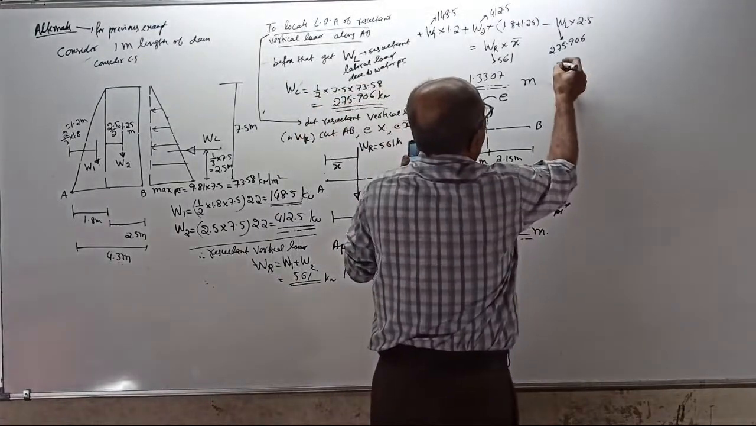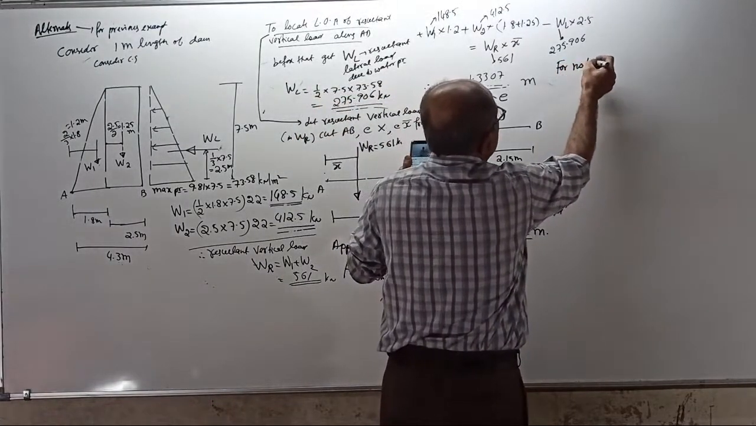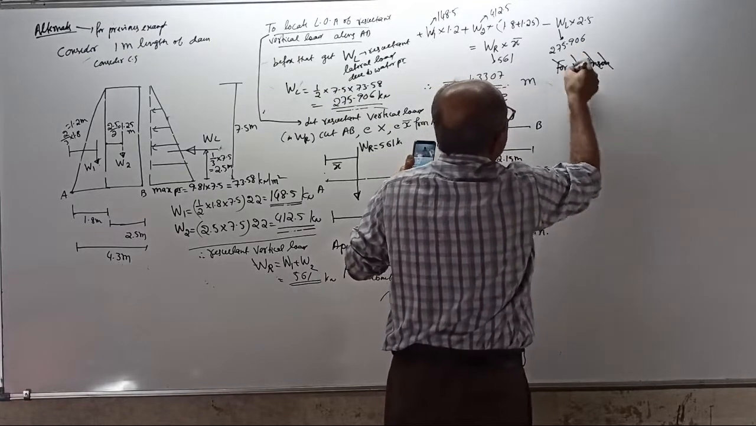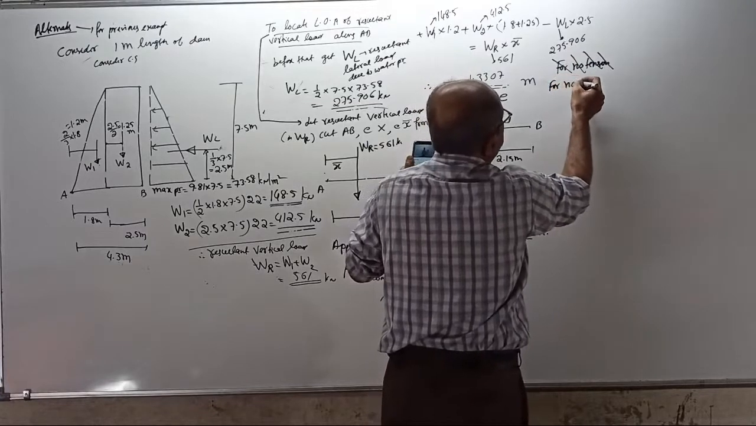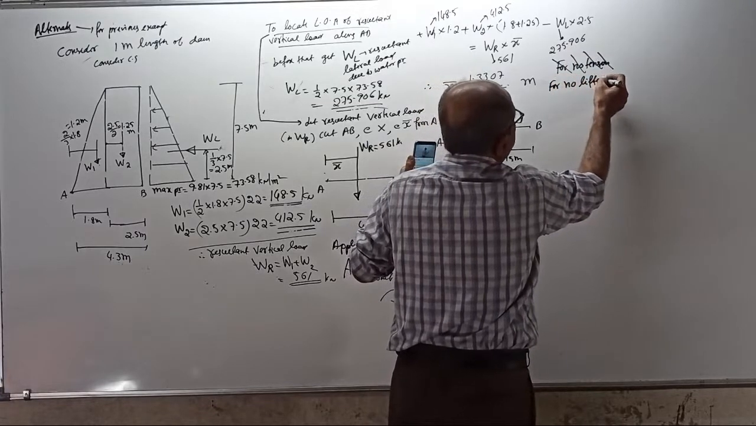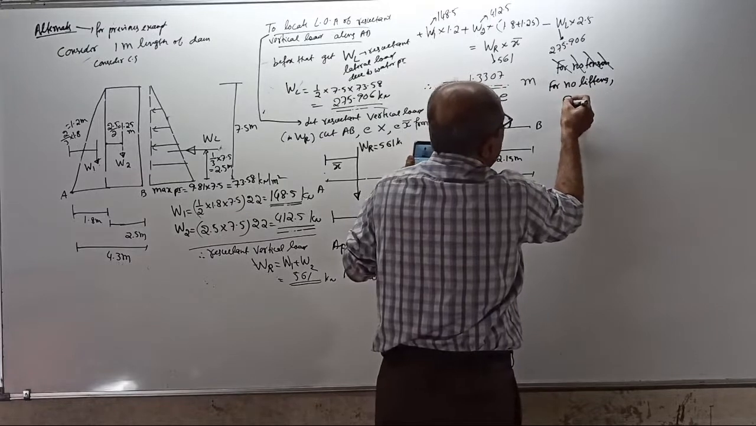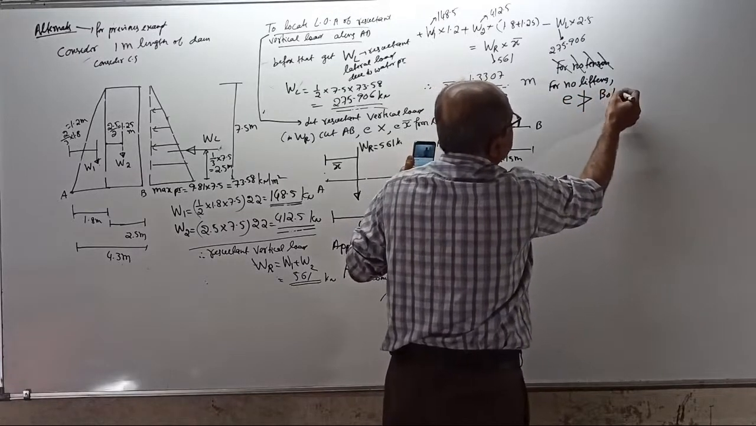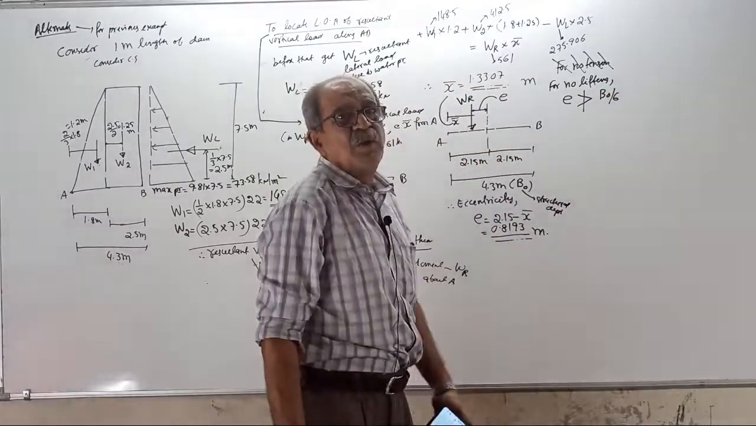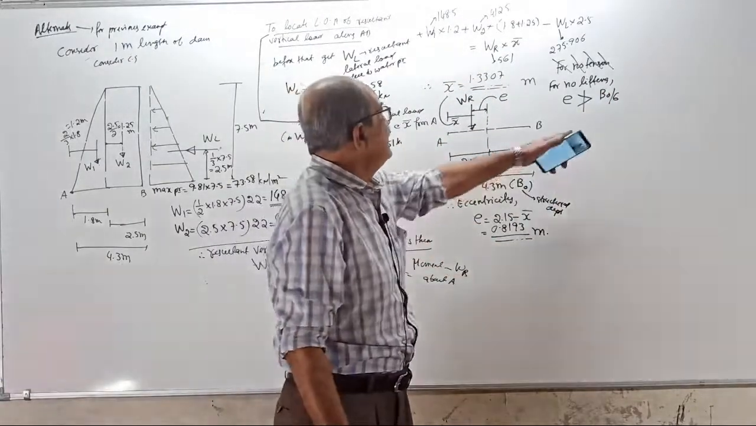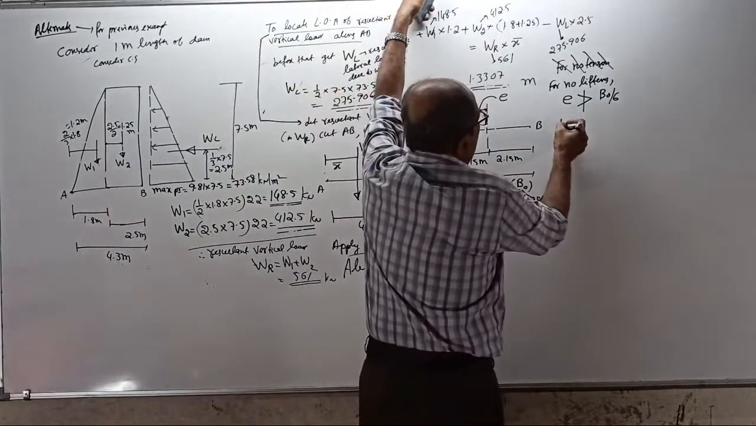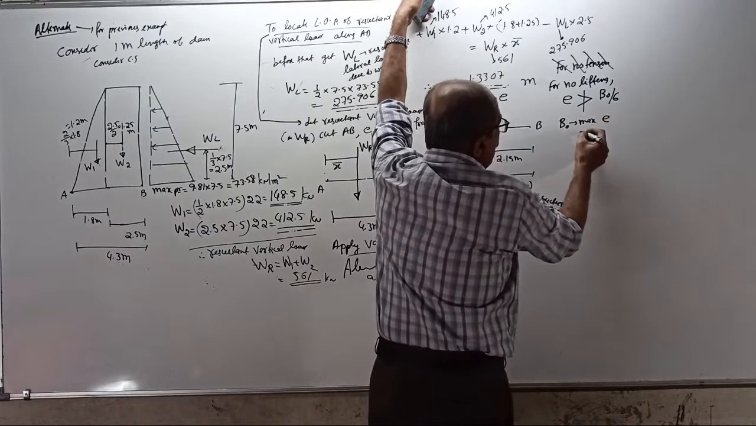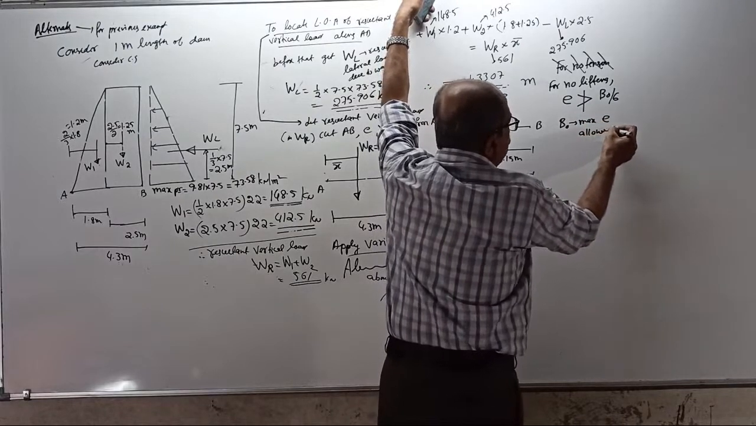Now apply the check. For no tension earlier, now for no lifting: eccentricity E should not exceed B naught by 6. This is the middle third rule. Eccentricity should not exceed B naught by 6. So B naught by 6 is the maximum eccentricity allowed for no lifting.